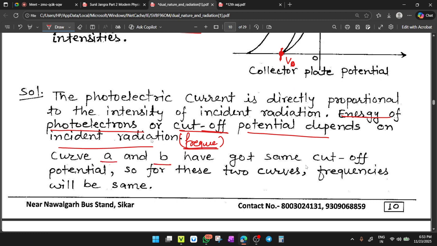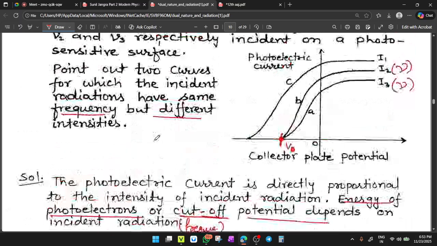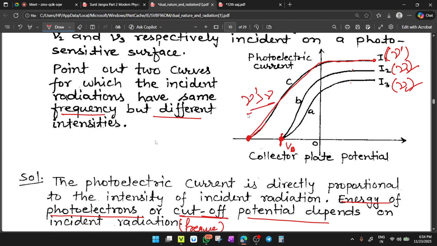Curves A and B have the same cutoff potential, so for these two curves the frequencies will be the same. Clear? But for radiation 1, the cutoff potential is more negative, which means more kinetic energy. So we have to apply a more negative potential. It means the incident frequency, nu dash, will be higher than nu. So for this radiation, nu dash will be greater than nu. Clear? Done.